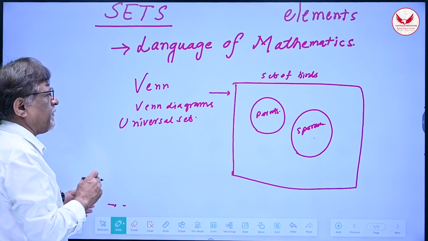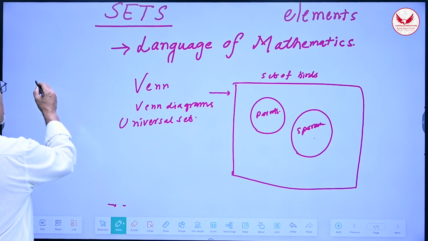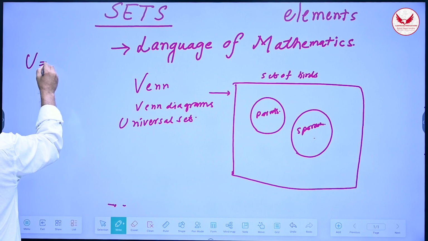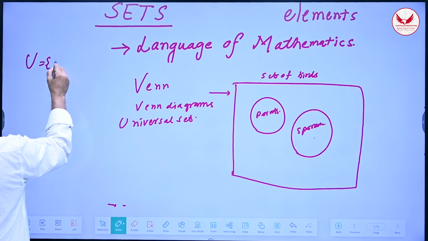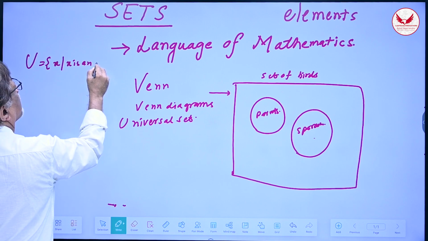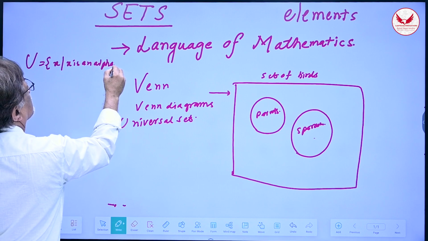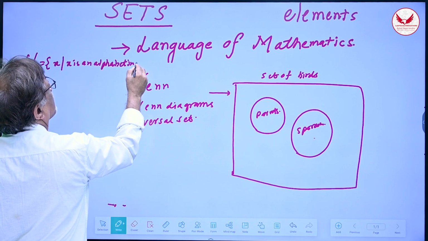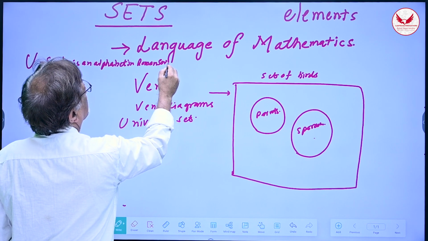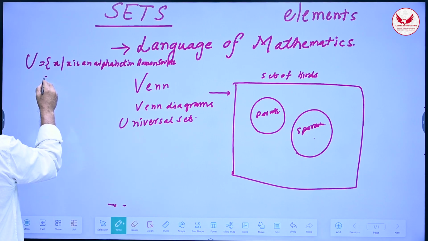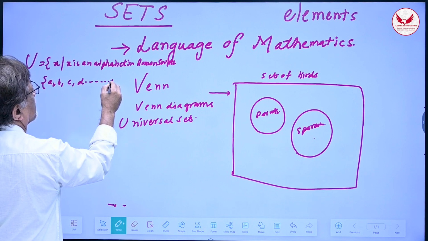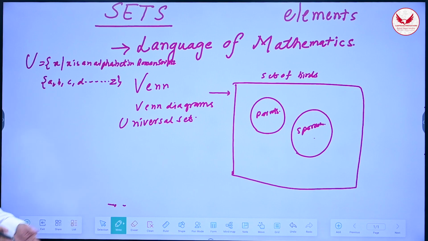Now, the moment we say Venn diagrams, for example, sometimes the universal set is declared, right? So, I declare that universal set for me consists of all alphabets. So, X such that X is an alphabet in Roman script. Correct? So, in the listing method, it will be A, B, C, D, right up to Z. This is the set I am talking about. Now, this is my universal set.